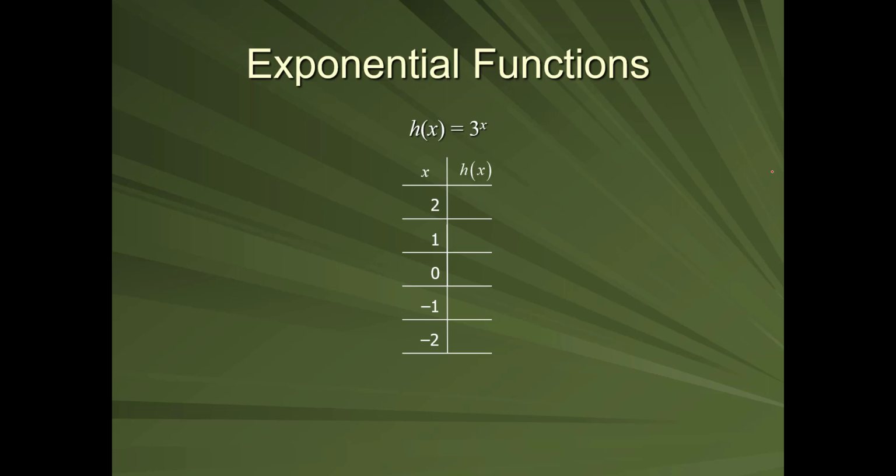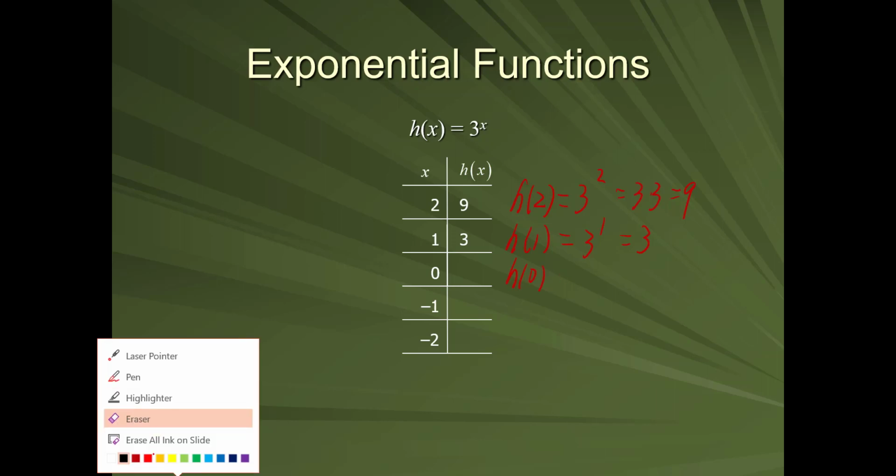Similarly, for the exponential function h of x equals 3 to the x, we will first get h of 2, which is 3 to the second power. So 3 times 3, that's 9. And h of 1, 3 to the first, that's 3. h of 0, which is 3 to the 0 power, becomes 1.